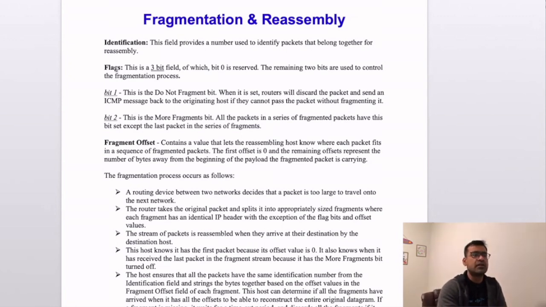So that's why identification comes into the picture. And then there is a flag field. Flag is like control bits. This is a 3-bit field. Bit 0 is reserved, but the remaining 2 bits tell if do not fragment is set.